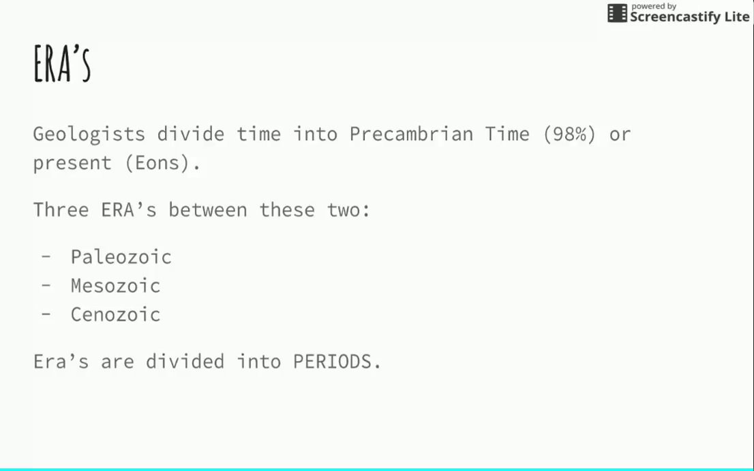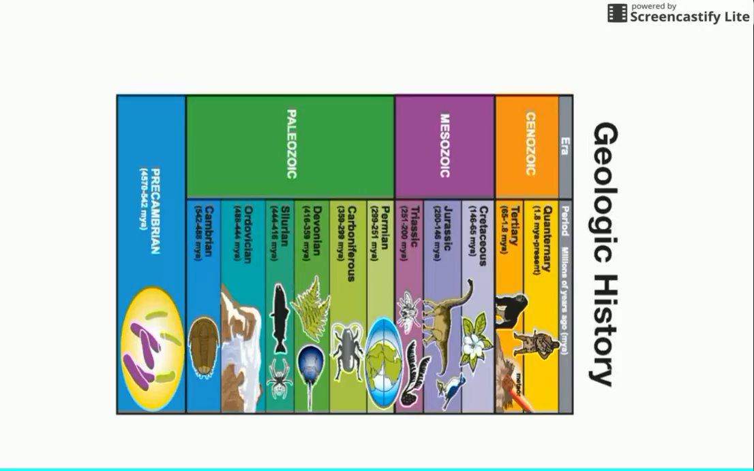So geologists usually divide time into the Precambrian time or the present time. So it's either considered Precambrian or it's considered present. There are 3 different eras between these two: the Paleozoic, the Mesozoic, and the Cenozoic. And the eras are then further divided into these things called periods. When we think of periods, think of those ones you've heard of: Triassic, Jurassic. Those periods are within the eras.